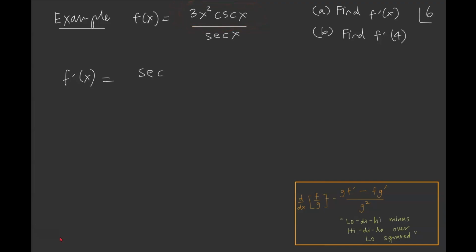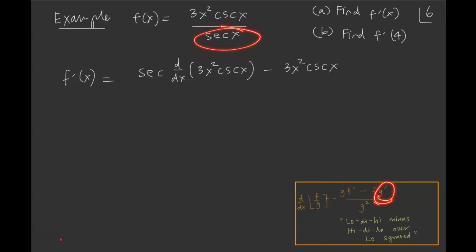So for right this second, I'm just going to say derivative of this. I haven't taken it yet. I'm just going to kind of hold it in place. And then after that, it's minus regular top, or high, minus high, 3x squared cosecant x, times the derivative of the low.